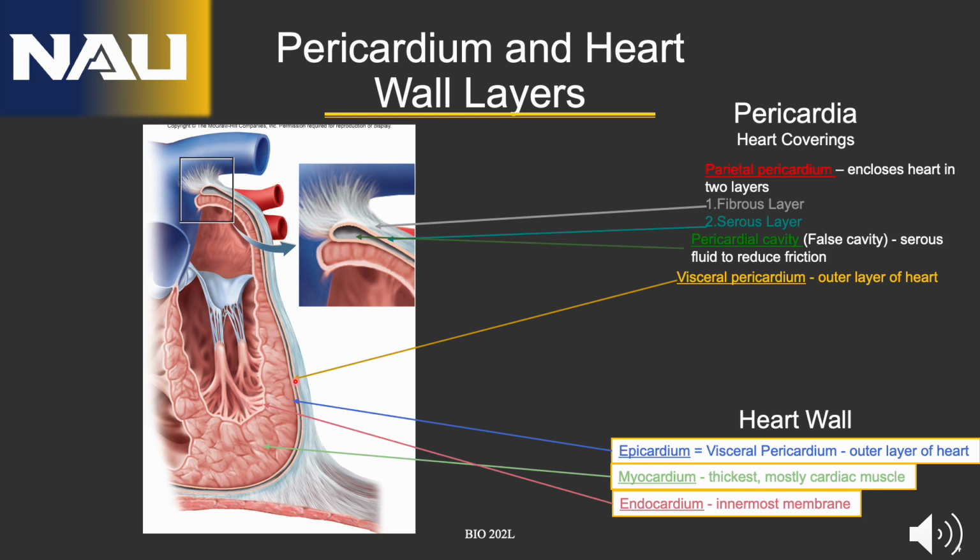Next, we have the 3 layers of the heart. The epicardium, which is the outermost part of the heart, and it's also considered to be the visceral pericardium. The myocardium, which is the actual muscle of the heart, and the thickest part of the heart tissue. And then we have the endocardium, which is the inner membrane of the heart.